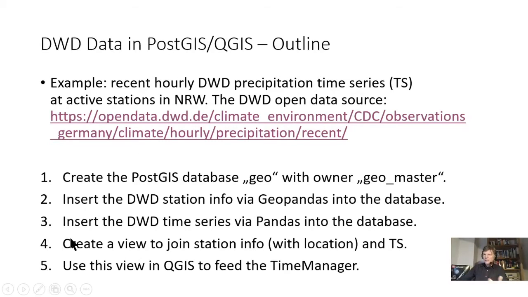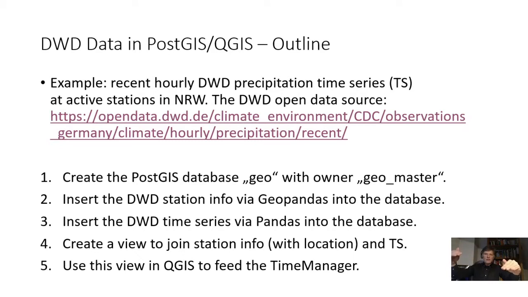So we create a view to join the station information with location and the time series with timestamp. And this view is then used in QGIS to feed the time manager, which can then be used to create this sequence of time-dependent maps showing the spatial distribution of precipitation for a given hour, right? And then you change the time and you produce a new map. And that shows you the new distribution of the precipitation for that particular timestamp.